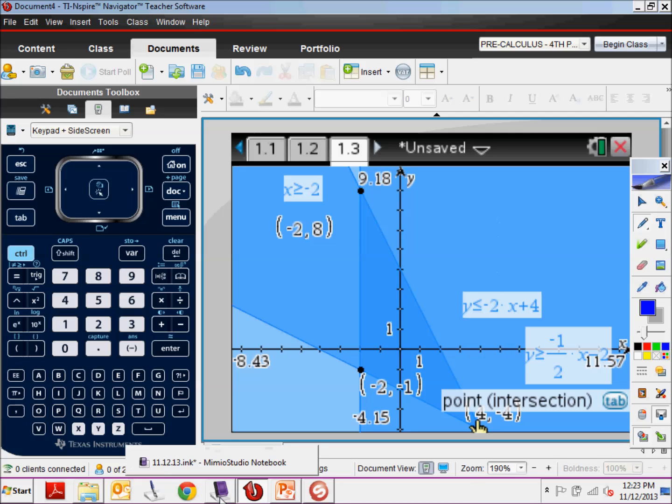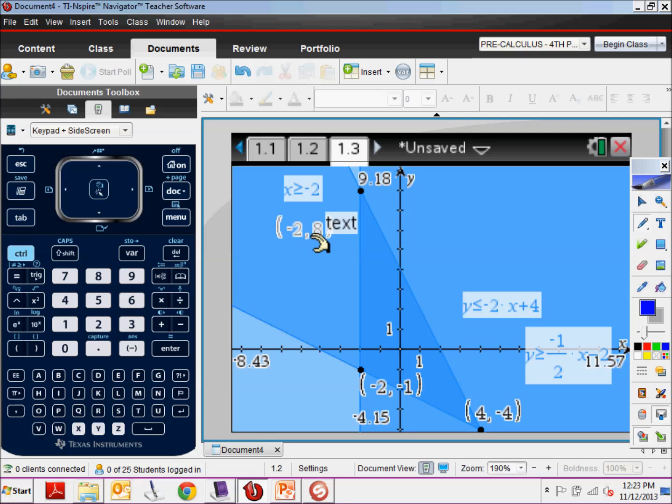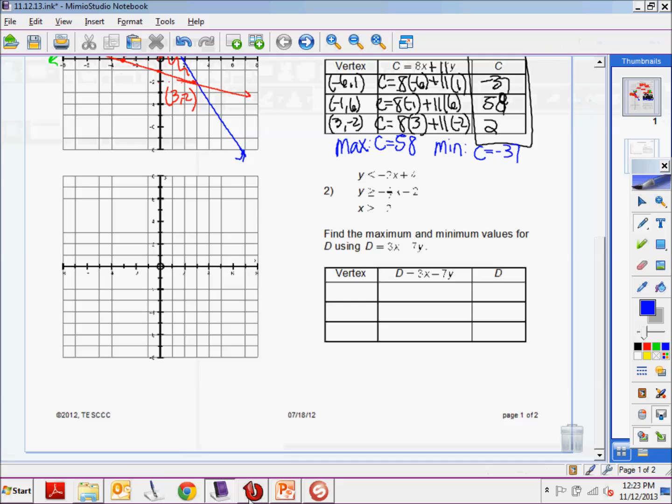What do we do after we grab it? What do you mean? We found the intersection. So I go to my paper and I'm going to write down my intersections. My intersections are -2, 8, -2, -1, and 4, -4. Okay? So that means that at these points, that's where my function is true. Again, if graphing with a calculator is not your strong suit, graph it by hand.